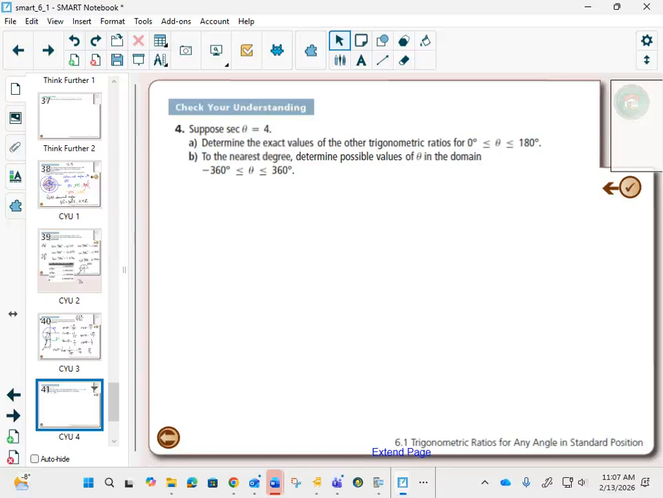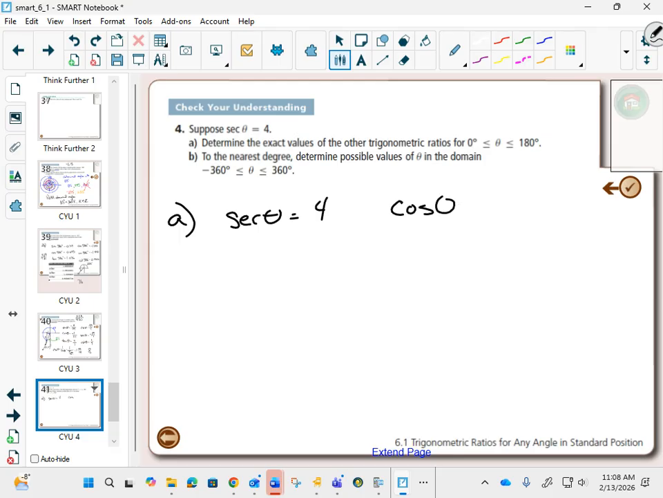Suppose secant of theta equals 4, and you have to find all the other trig ratios between 0 and 180 degrees. Well, if secant theta equals 4, it is always really easy to find the reciprocal function. And the shortcut is that the ratio flips. So cos of theta will equal 1/4.